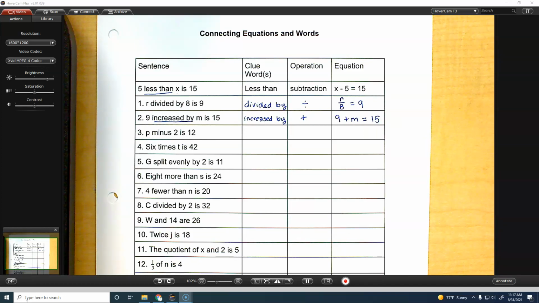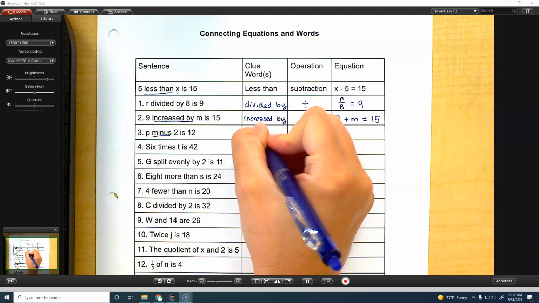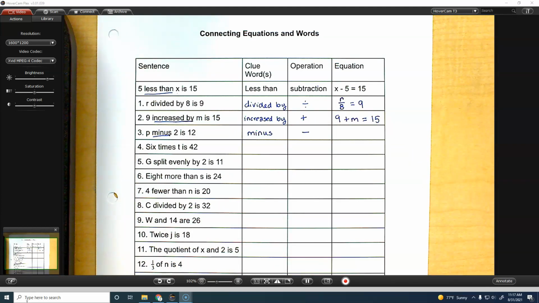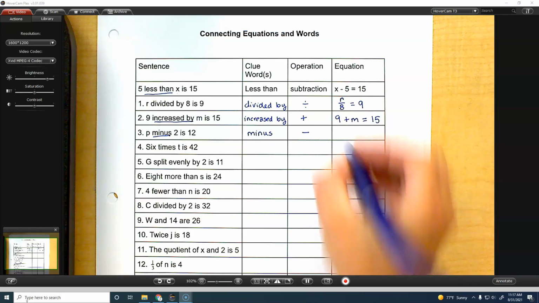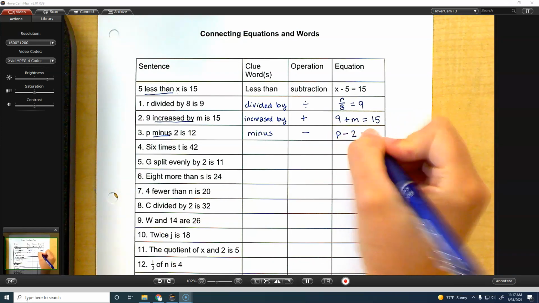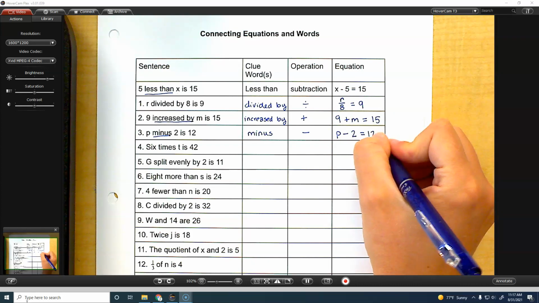Okay? For number 3, that keyword right there is minus, which is, of course, going to be subtraction. If you have the word minus, it's not like less than. You just go straight across. So P minus 2 is, tells you to put an equal sign, and then 12.